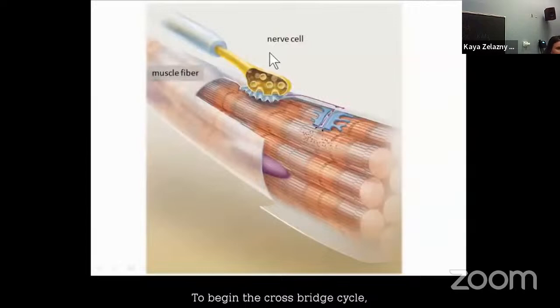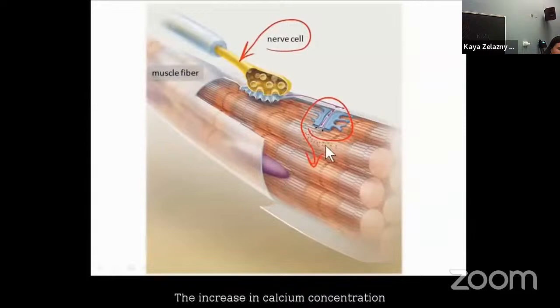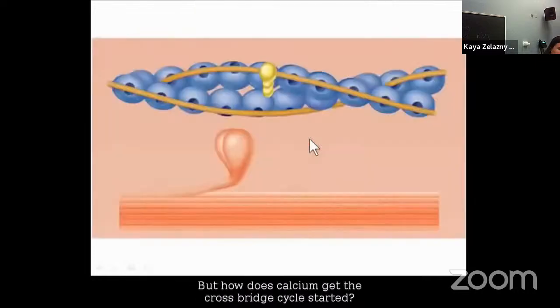To begin the cross-bridge cycle, we need a signal to the structure. This arises in the form of nerve stimulation, which leads to the release of calcium into the internal circulation. The increase in calcium concentration is needed for the cross-bridge cycle to proceed. Why does calcium get the cross-bridge cycle started?